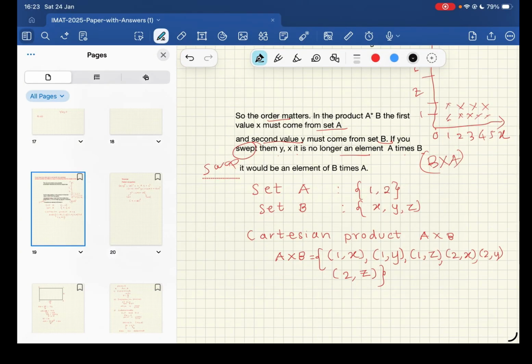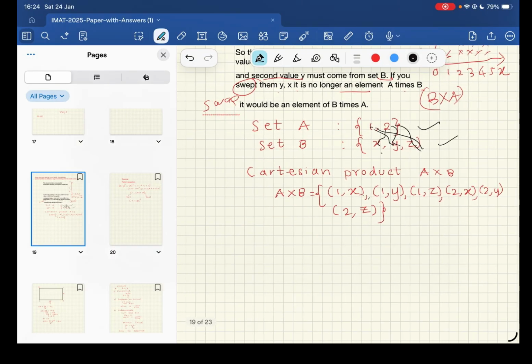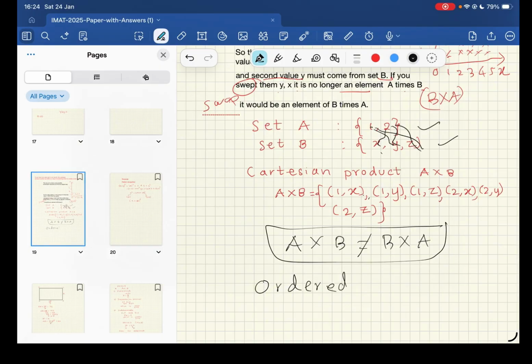So let's see an example. In this example, set A consists of 1, 2, and set B consists of x, y, z. If I write the Cartesian product A times B, we are talking about all the possible values. You choose one from A and one from B: 1 comma x, 1 comma y, 1 comma z, 2 comma x, 2 comma y, 2 comma z. But is it the same with B times A? No. So you must understand that in Cartesian coordinates, A times B is not equal to B times A in this case. This is known as the ordered pair rule.